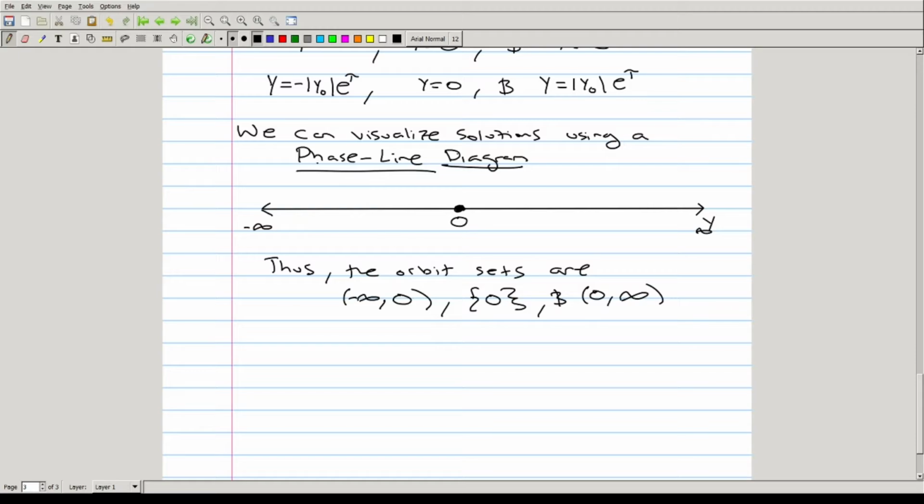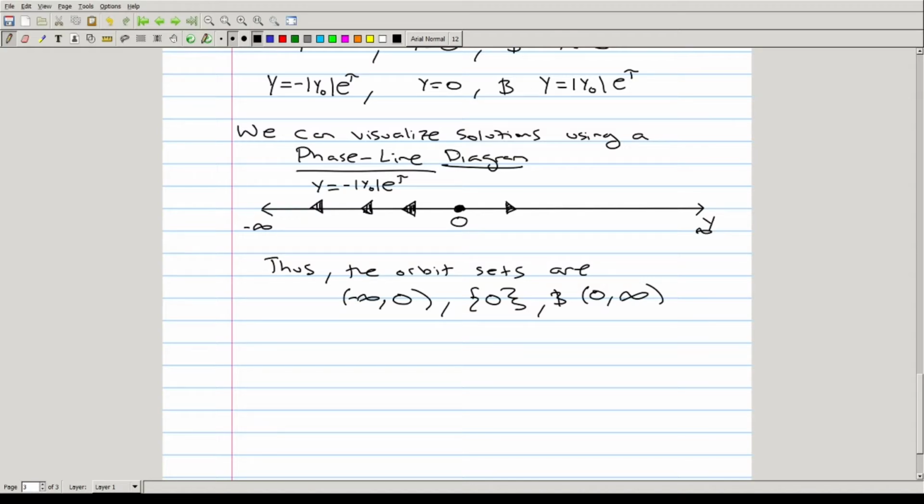where from negative infinity to 0, this orbit set is characterized by the solution negative absolute value of y naught e to the tau, which as tau gets further and further, is moving further and further away. As tau increases to positive infinity, e to the tau is getting larger and larger. So on these phase line diagrams, we draw arrows to indicate the direction of the solution at every given point.